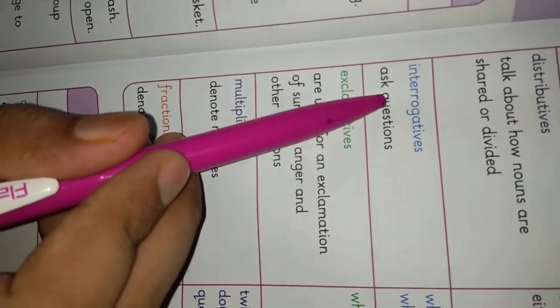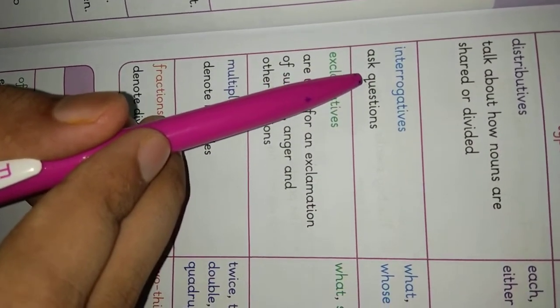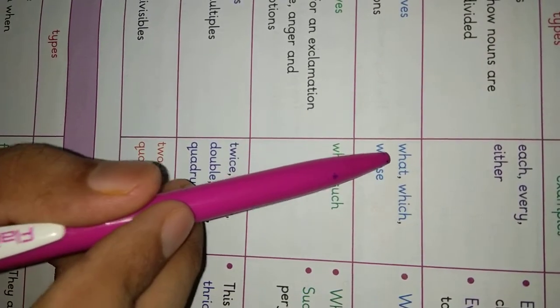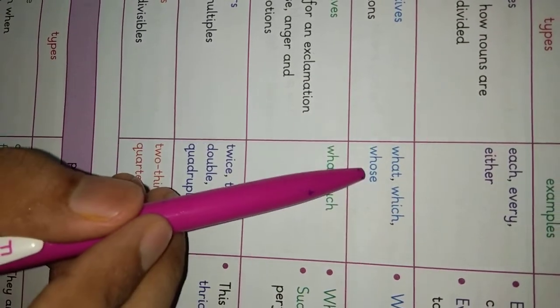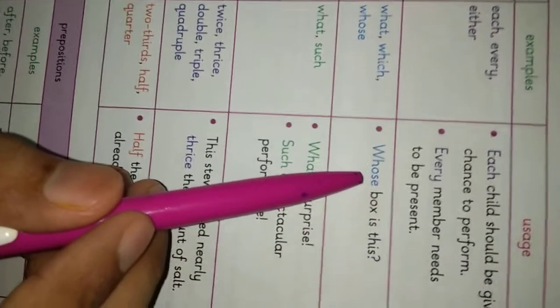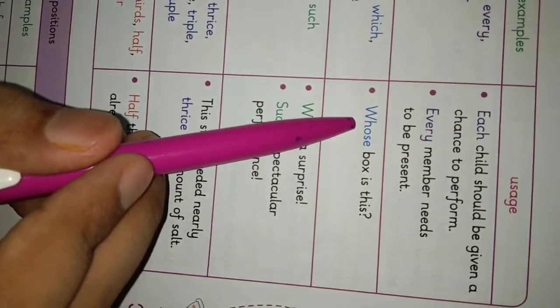The seventh type is interrogatives. These ask questions. The examples of interrogatives are what, which, whose, etc. The usage of such determiners: whose box is this?